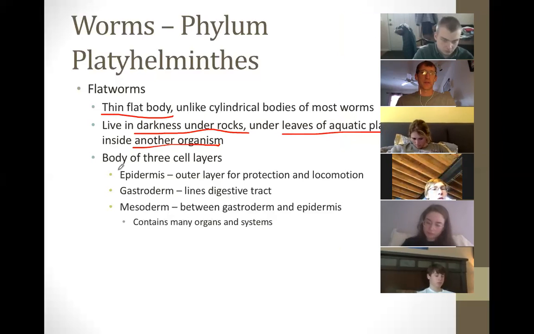Not surprising, I suppose. Their body does have 3 layers, which you've already talked about. The epidermis is their skin. The gastrodermis lines their gut, and the mesoderm is essentially their muscles, the muscle layer, and a lot of their organs and organ systems that we're going to talk about is their mesoderm.